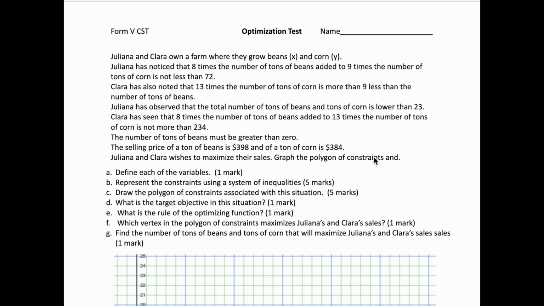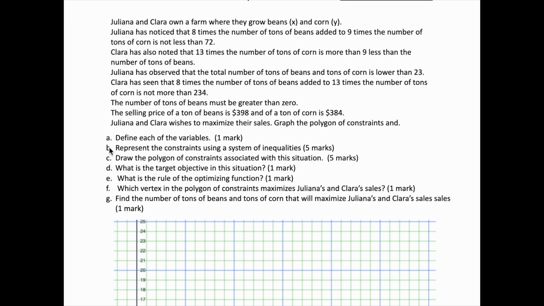Graph the polygon of constraints and A. Define each of the variables. B. Represent the constraints using a system of inequalities. C. Draw the polygon of constraints associated with this situation. D. What is the target objective in this situation? E. What is the rule of the optimizing function?